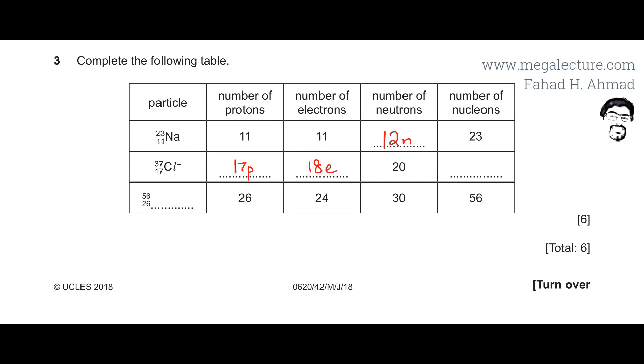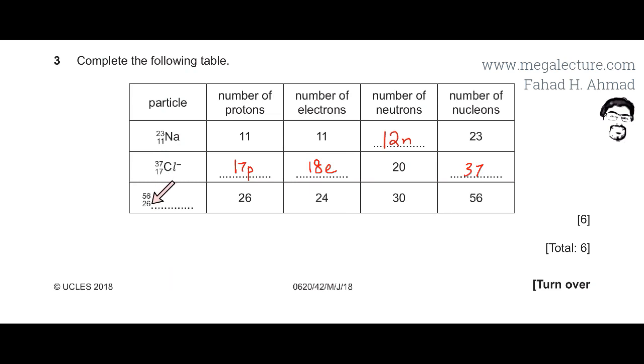And I also need to quote the number of nucleons. The number of nucleons is this top number, the bigger number. This is the atomic mass or the nucleon number. It's 37. The nucleon number is protons plus the neutrons. So in this case, it's going to be 37 nucleons.